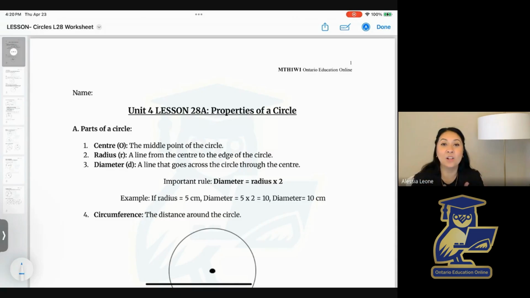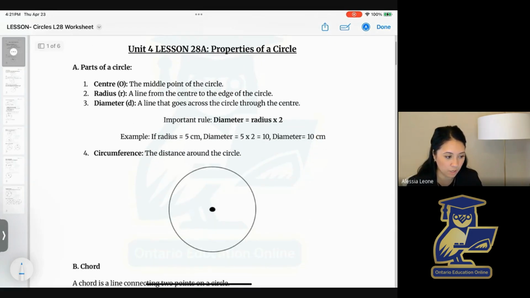This is our lesson all about circles. We are going to talk about parts of a circle and how to work with angles within the circle. So first, let's talk about parts of a circle. In the middle there, we have our center. This is our O, our center, the middle point of the circle.